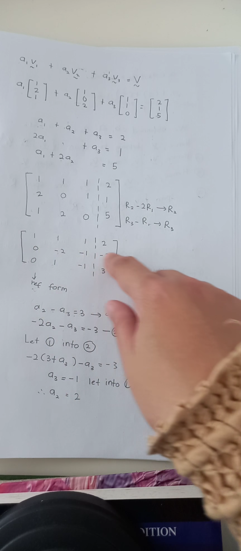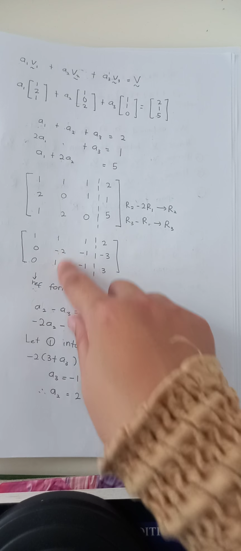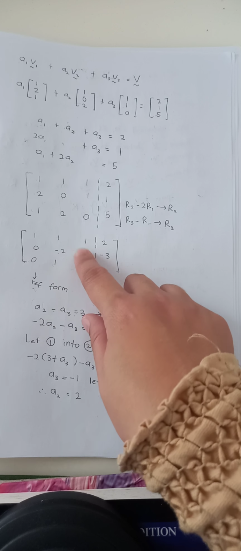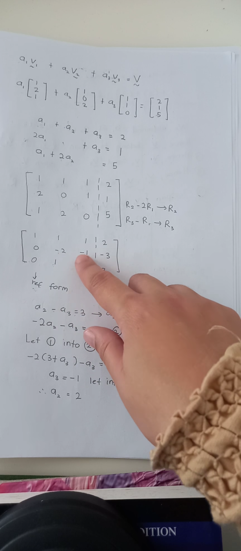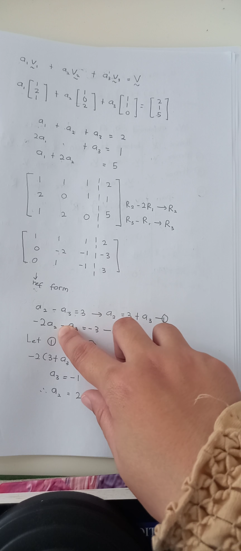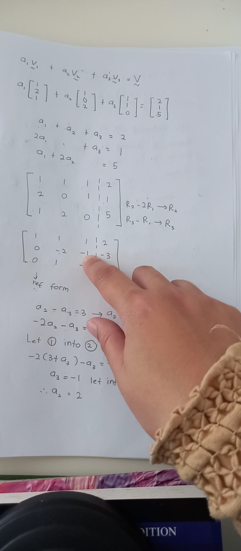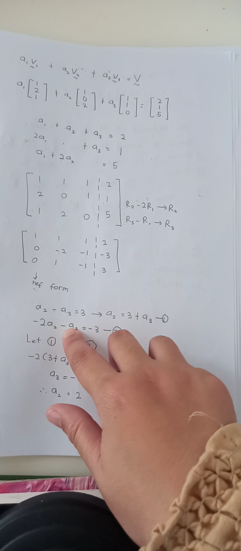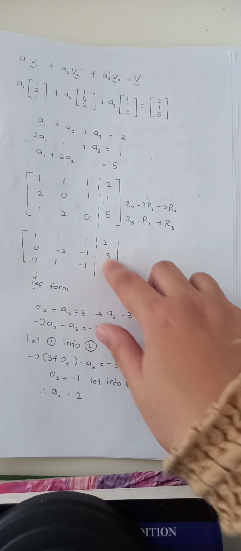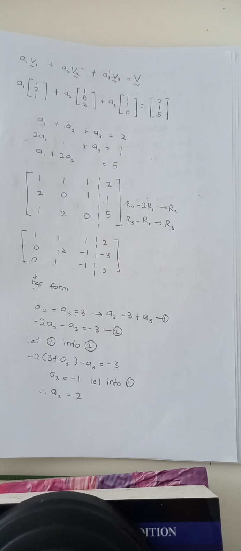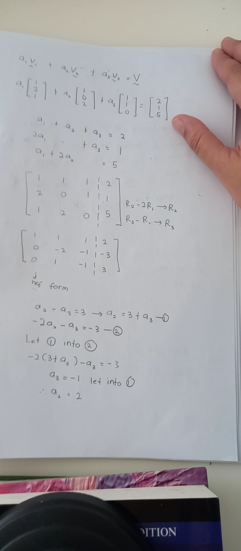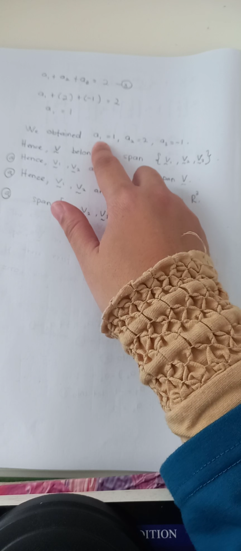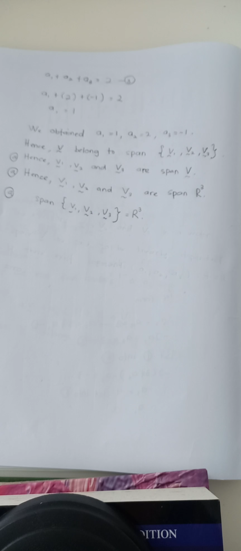Then for the second row, negative 2A2 minus, no, not minus, it should be plus, right? So plus with minus becomes minus. Minus, the value is 1, so no need to write 1, right? Just put A3, equals negative 3. So I just solve it. After that I solve it, I got the values for A1, A2 and A3.